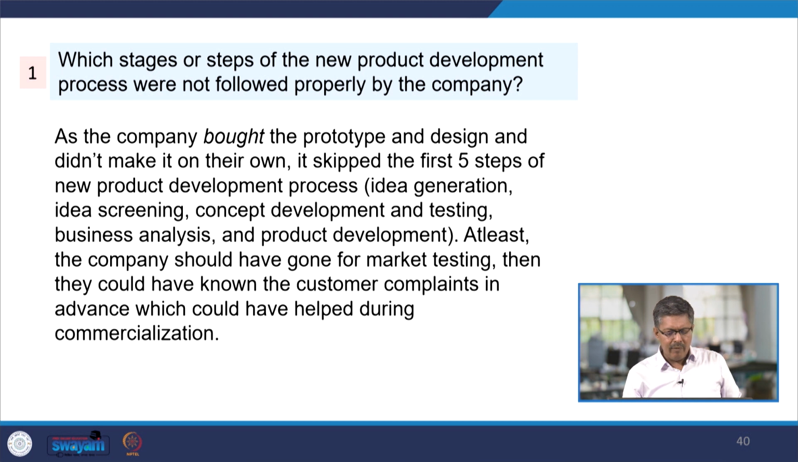So, the company should have gone at least for the market testing. These may be things which have been done by the German counterpart, but the market testing should have been done before launching the product. Then they could have known the customer complaints, and in advance they could have either asked the German counterpart to correct it, or if it could have been corrected at their end, they could have done it before at least the commercialization or the dispatching of the products. So, this is the first question.